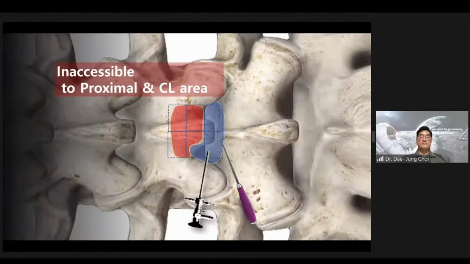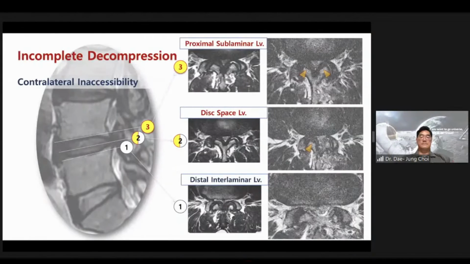Literally, it is very difficult and tough to access the contralateral proximal area through a narrow interlaminar space. So the distal portion can be easily accessed and decompressed well, but the proximal portions of the contralateral and ipsilateral sides are not easily accessed, and this can result in incomplete decompression.